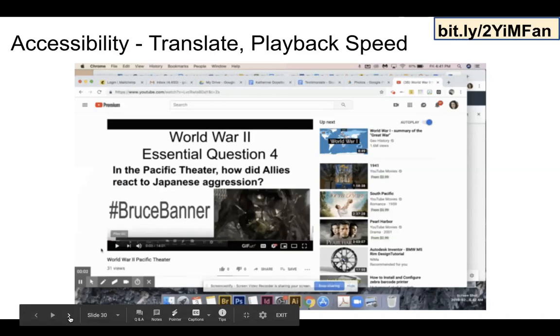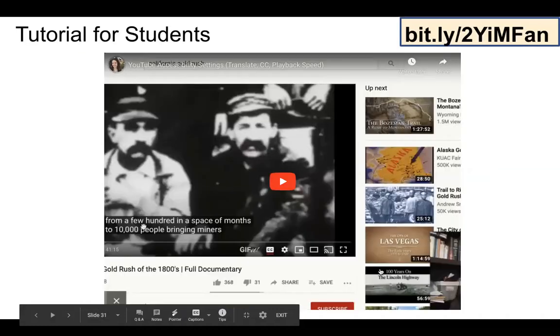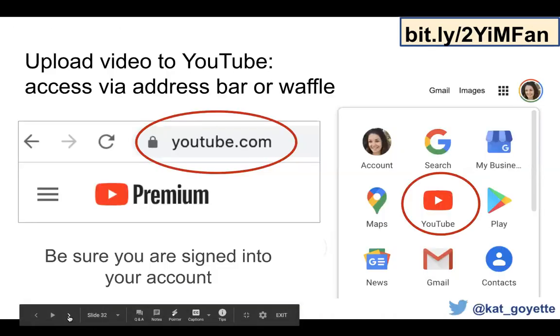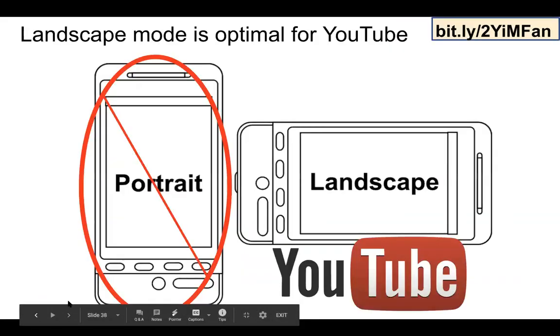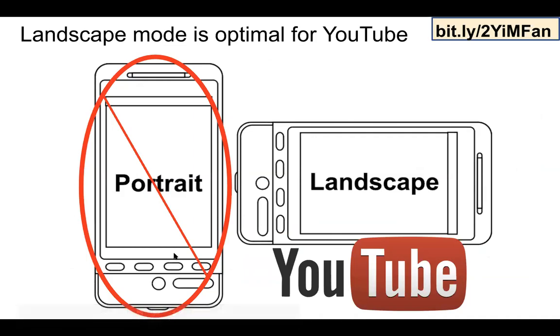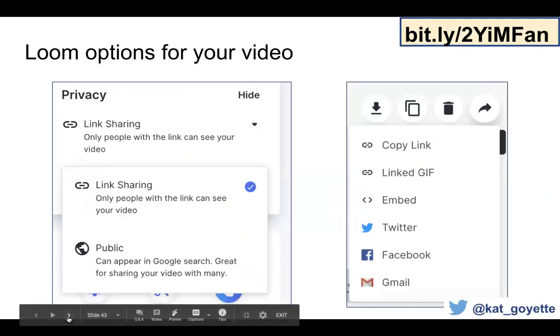You want the kids to feel confident. If it's in their language with closed captioning, that's great. This is a video that will teach the kids how to use those accessibility settings. If you would like, you can feel free to send that to them. If you have not uploaded a video to YouTube, this shows you how to do that. Your kids will laugh at you if you don't use landscape mode on a phone or iPad, just letting you know. And then this talks a little bit about Screencastify and Loom.